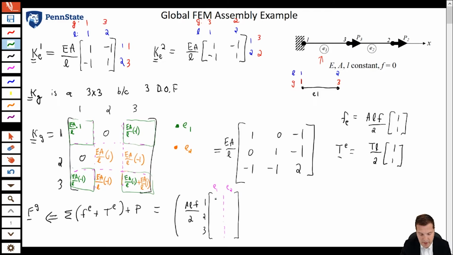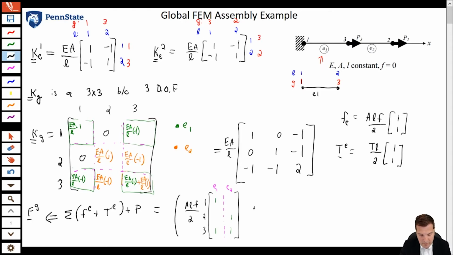So we'll have a 1 and a 1 here. Element 2 is 3 and 2. So we'll have a 1 and a 1 here. Now that's going to look very similar for the tractions.